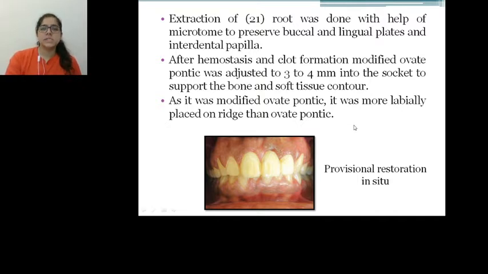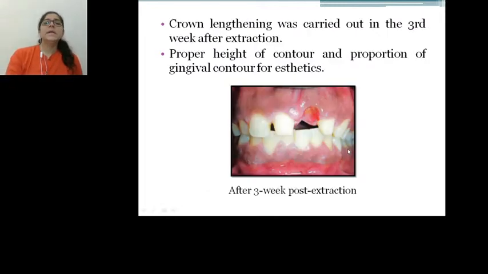And after the hemostasis and clot formation has been done, the modified ovate pontic was adjusted to be 3 to 4 mm inside the socket to support the bone and soft tissue contour. As it is a modified ovate pontic, it was placed more labially on the ridge than the ovate pontic. So this is an image of the immediate provisional restoration. After the third week, crown lengthening was carried out to achieve proper height of contour and proportion of the gingival contours for aesthetics. So this is an image of 3 weeks post-extraction.